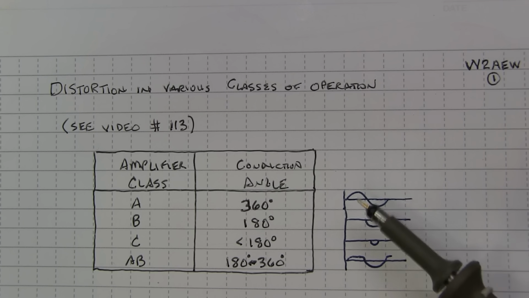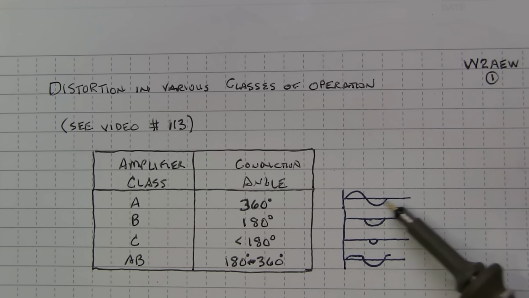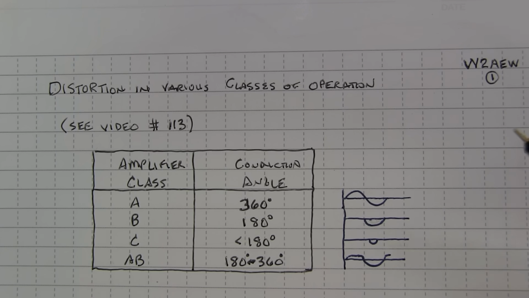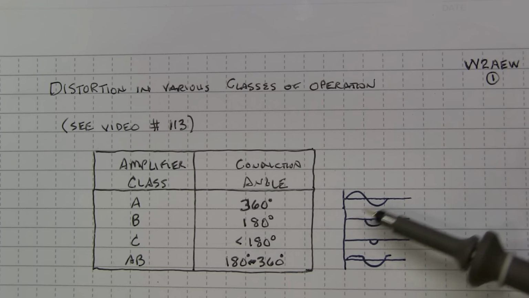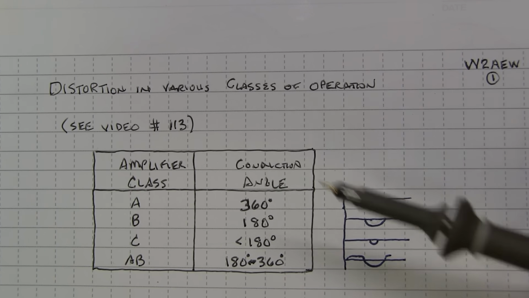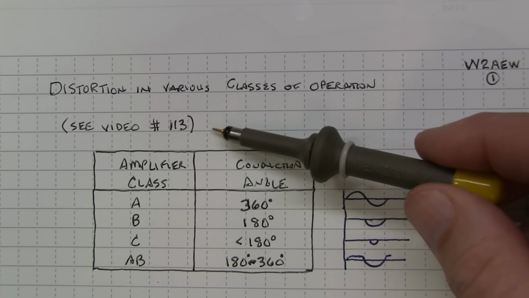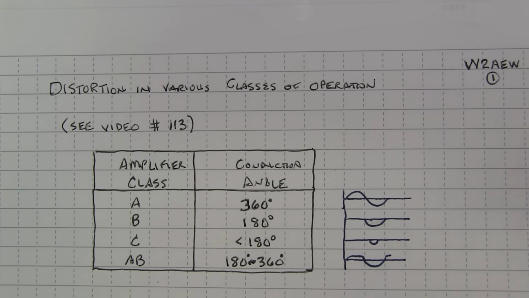So as you can see, a Class A amplifier, by its very nature, has got the lowest distortion. Class AB is next, and then Class B and then Class C will have higher and higher and higher amounts of distortion. Again, for a more complete review of these amplifier classes and the conduction angles and how all that works, take a look at video number 113, which I'll link down below.